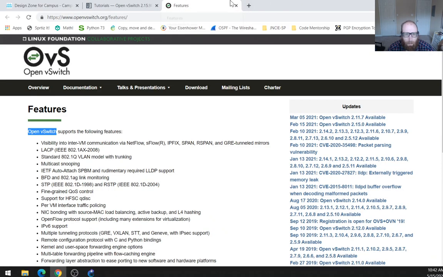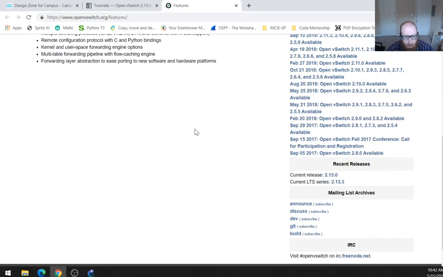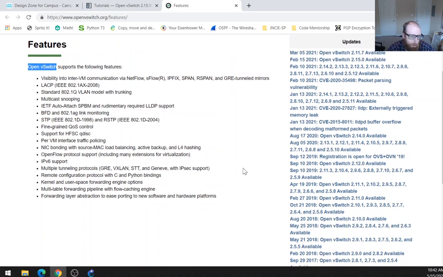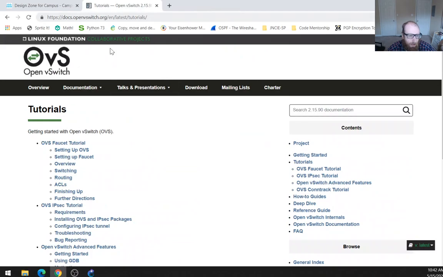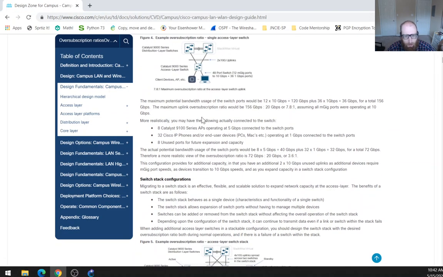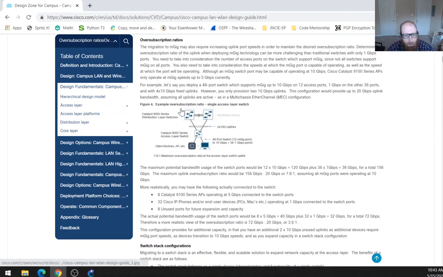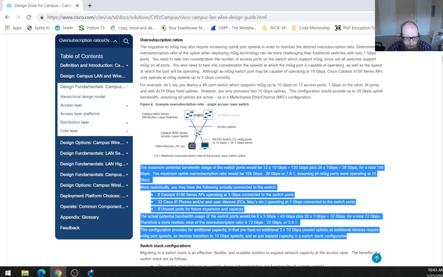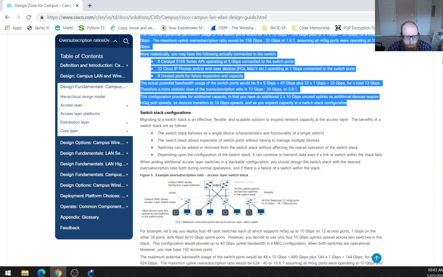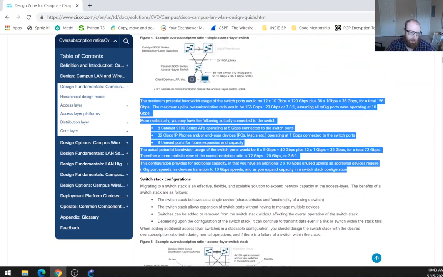And as I said, I don't think OVS is the switch I'm looking for. It's just, I don't think that's right. I should use a different switch for my access layer. Where was I? Let's continue reading, and we'll get to the switch stack configurations. And I might stop there actually.